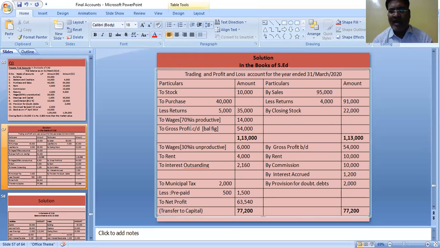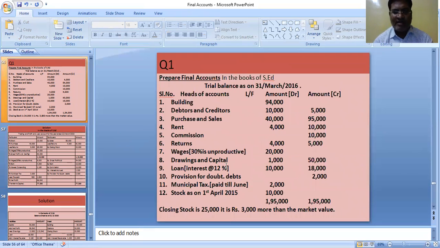This balance carried down is brought down in the P&L account. So we started our P&L account over here only. By gross profit brought down 54,000. Then rent, which is given on the credit side, notice it was 10,000 given on the credit side, rent 10,000, commission credit side 10,000.